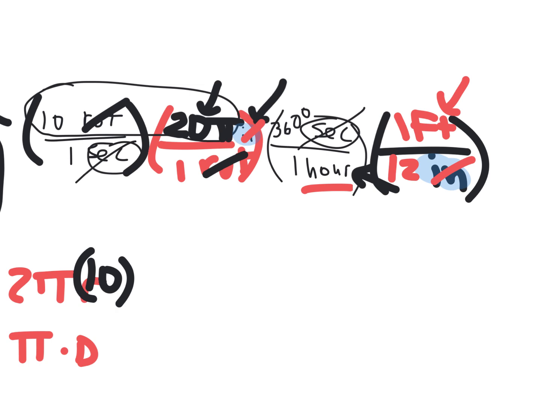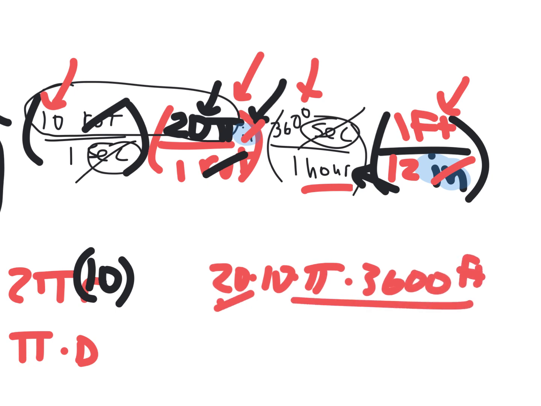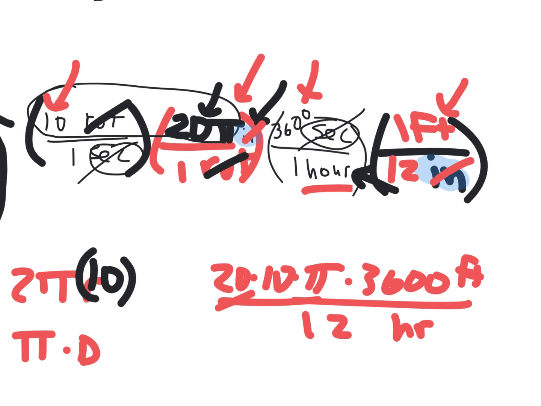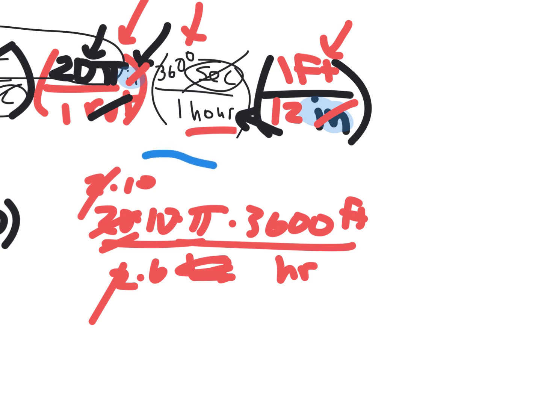So on the top, I'd have 20 and a pi and a 10 and a 3,600. Feet per, and it's 12, just a 12 down on the bottom. Otherwise, they're all ones. I could simplify that. I can get the 2 to come out. 2 times 10. 2 times 6. I could probably simplify it even more.